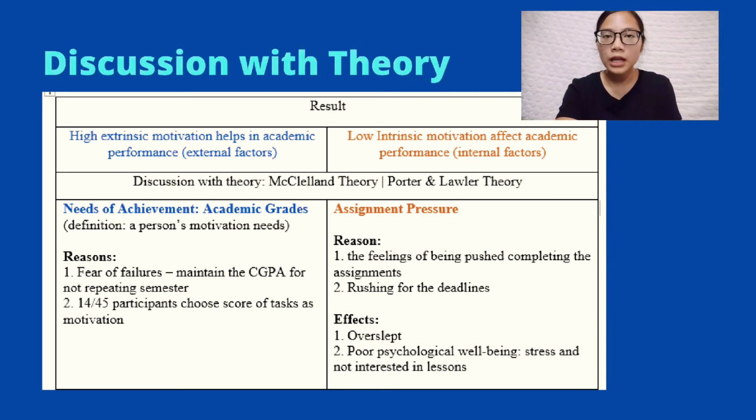This can be proved as 14 out of 45 participants chose score or marks of tasks as their motivational needs, which is the highest choice compared to the others. Second, needs of affiliation, which means the need for good interpersonal and social relationships as a motivational need to maintain their academic performance. This concept is related to friends and family support. Love and support from friends and family is needed when someone is demotivated. Some participants say that reminding themselves of their parents' sacrifice and wanting to see their children be successful in education has motivated them to achieve good academic performance.